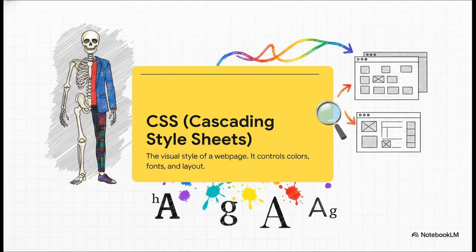So once we have the skeleton, we need to add the style. That's where CSS comes in. If HTML is the skeleton, you can think of CSS as the skin, the clothes, the whole personality of the site. It controls all the visuals, the colors, the fonts, the spacing, basically everything that makes a website look good instead of a total mess.